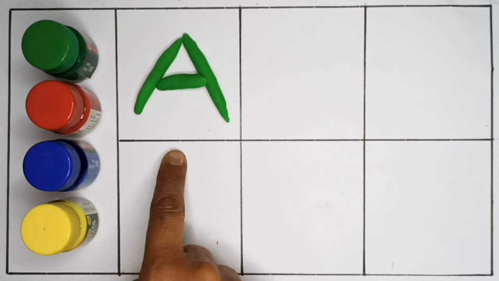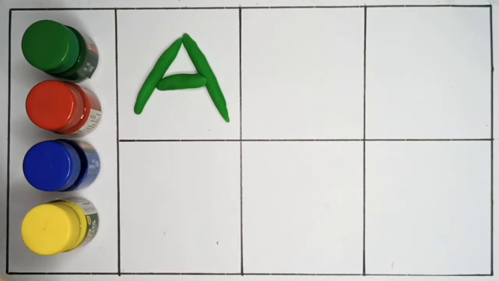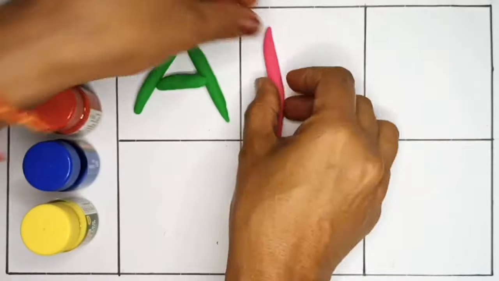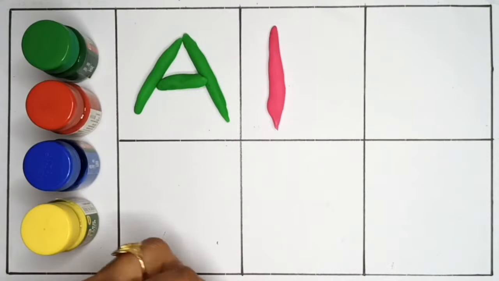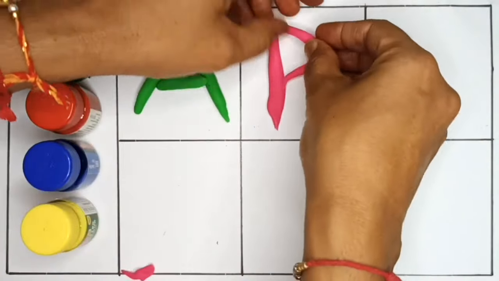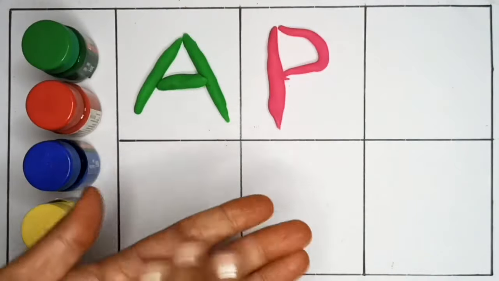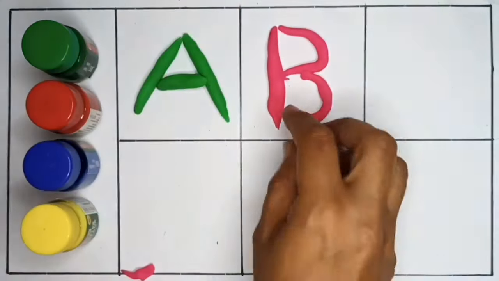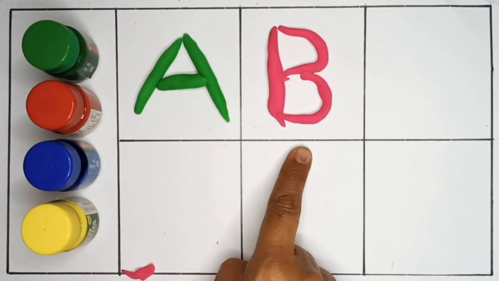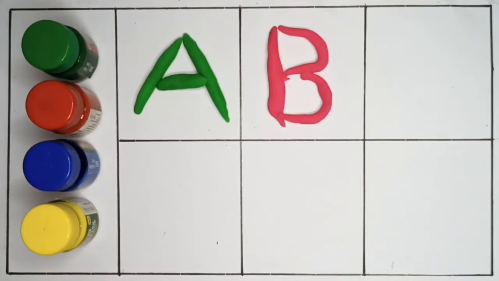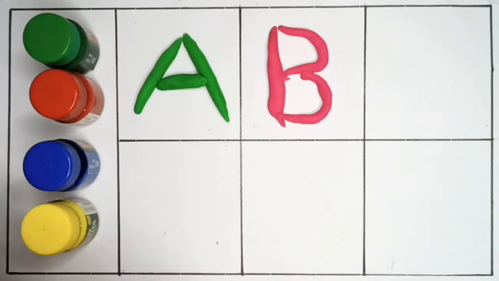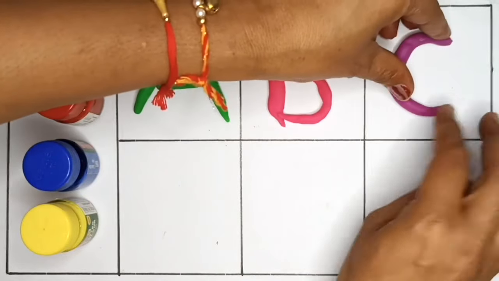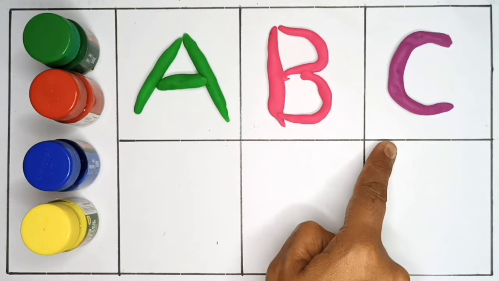A. A for apple. B. B for ball. C. C for cat. C for cat.